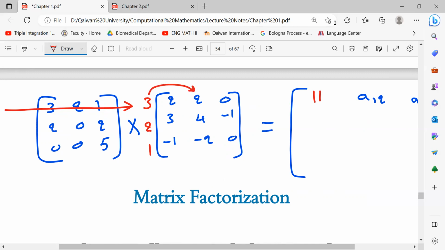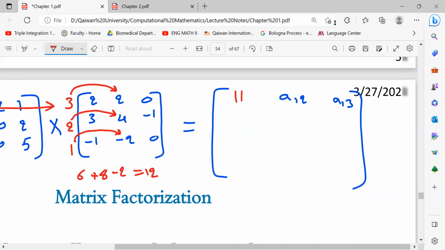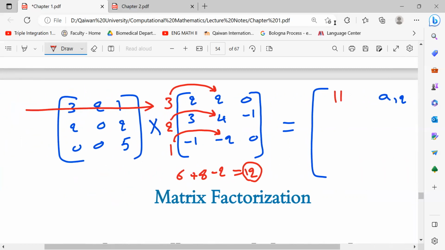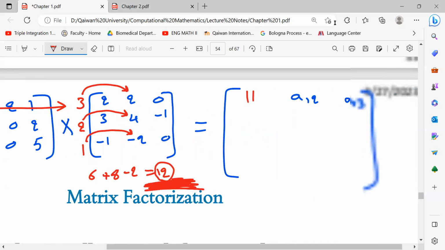Here, 3 times 2 is 6 plus 2 times 4 is 8 plus 1 times negative 2 is negative 2. And the result is 12. What's this? It is this element. Okay? It is A1,2. Why? Because we get this in the multiplication of first row and second column. So it is 12.